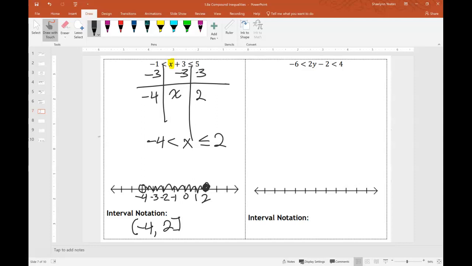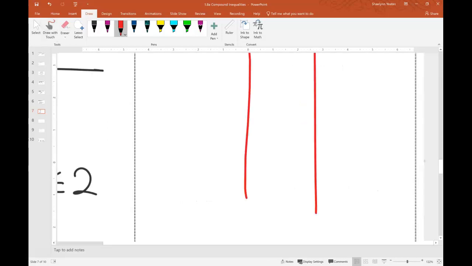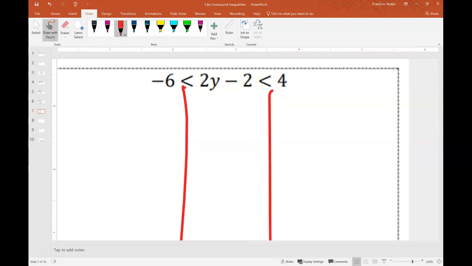So let's go ahead and try this again. We've got, again, 3 sides. This time we're going to be adding 2 to every single side to get rid of that -2.